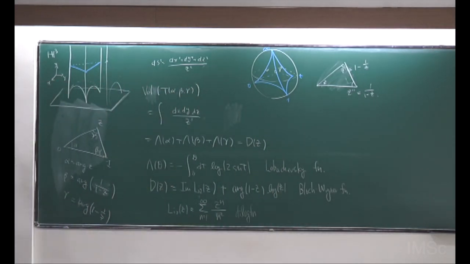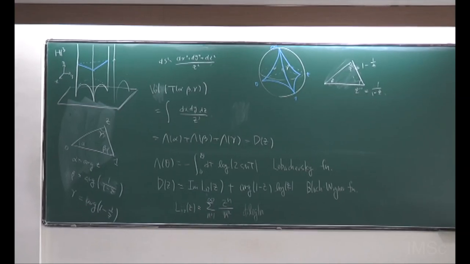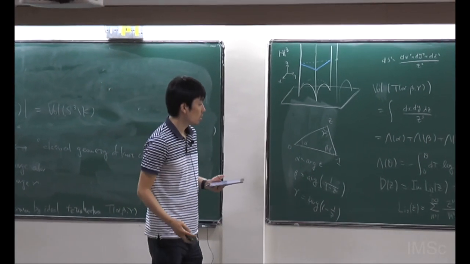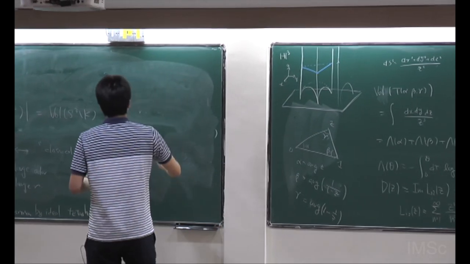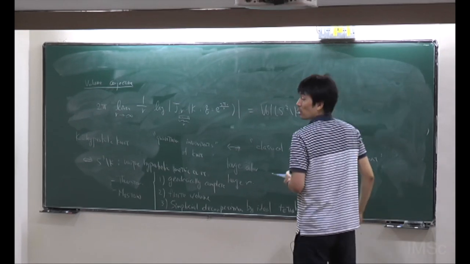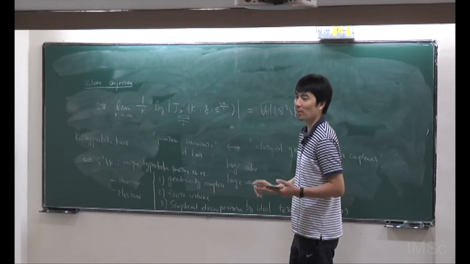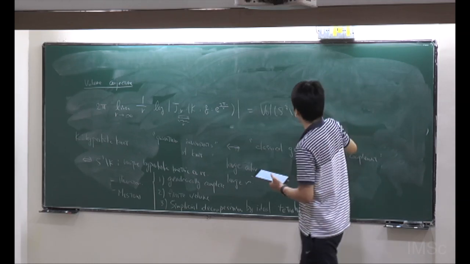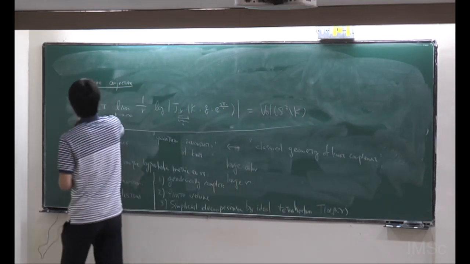And then let's see the case of the knot complement of figure 8. The figure 8 is the simplest hyperbolic knot. Torus knots are not hyperbolic, so the right hand side becomes zero actually. So let's keep this one.